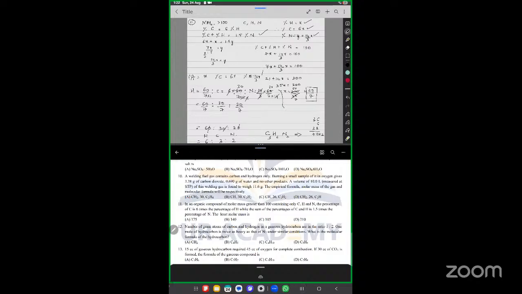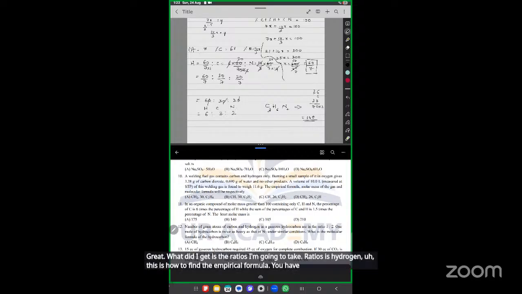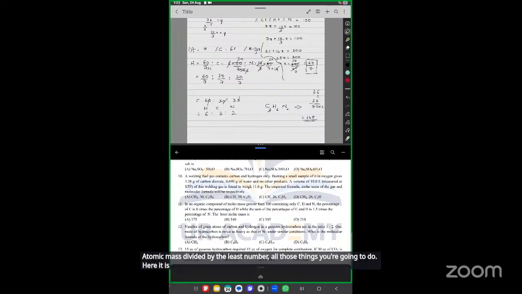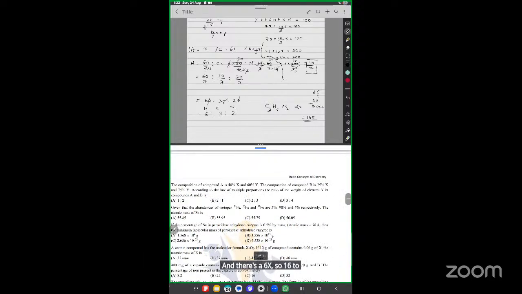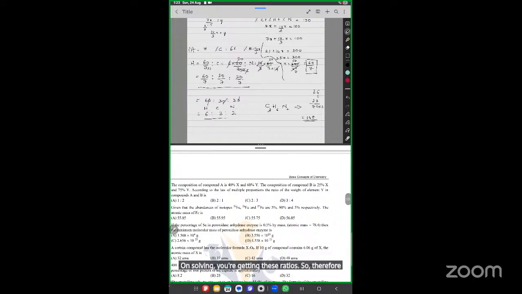Right. What I got is the ratios I'm going to take. This is how to find the empirical formula: you take the percentage divided by the atomic mass, divided by the least number. All those things you're going to do. Here it is almost simplified because I've taken it in fractions only. So 60 by 7, and 6 into 60 by 7, and 14 by 3 into 60 by 7. On solving, you're getting these ratios. So you have the ratio as 6:3:2, which is C3H6N2.